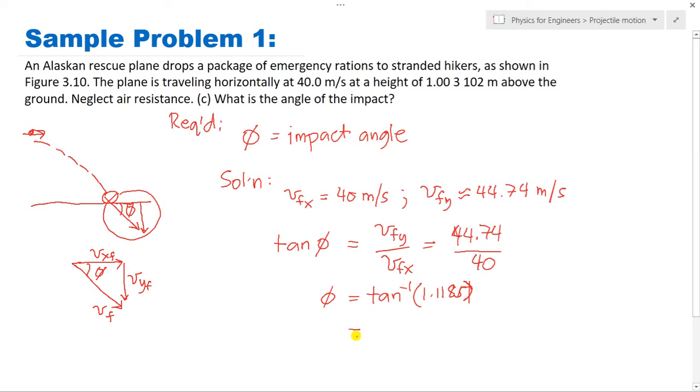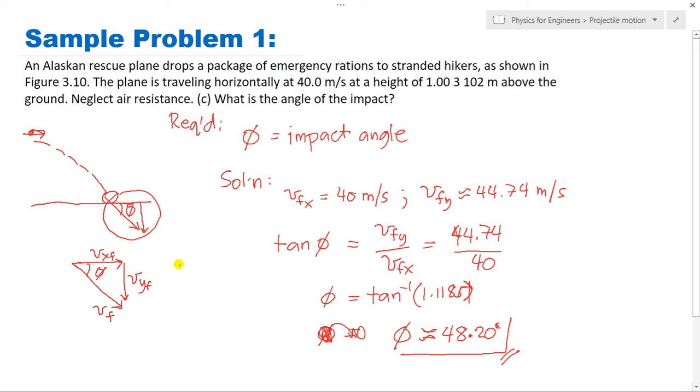So our impact angle, phi, is equal to the arctangent of this. Arctangent of 1.1185 is equal to 48.20, approximately 48.20 degrees. So this would be our impact angle. But in other books, their impact angle is the opposite one, or the complementary angle of this phi.